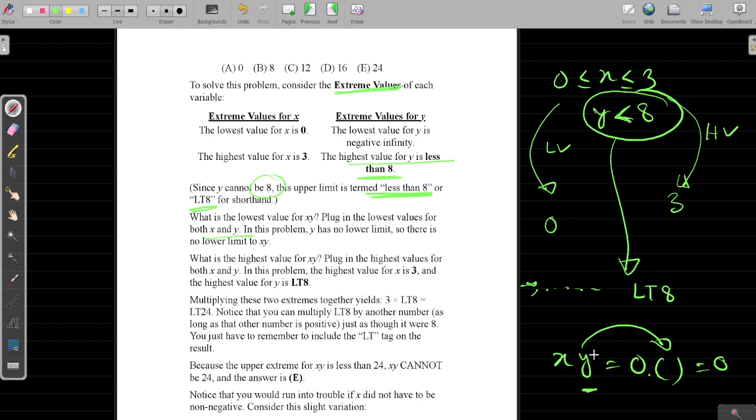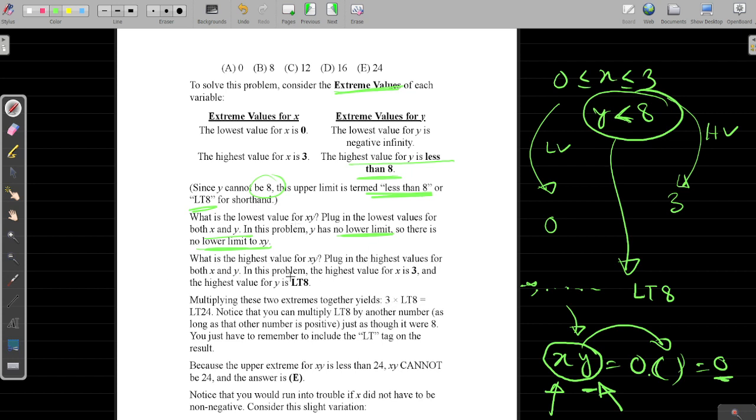Whenever you need to find the lowest value of xy, you need to plug in the lowest value for x as well as the lowest value for y. In this problem, y has no lower limit, so there is no lower limit of xy. Here you cannot find any lower value for y, but you know the lower value of x. What is the lower value of x? 0. So any number which you multiply with 0 will be 0. But remember one thing, for y you cannot find any value.